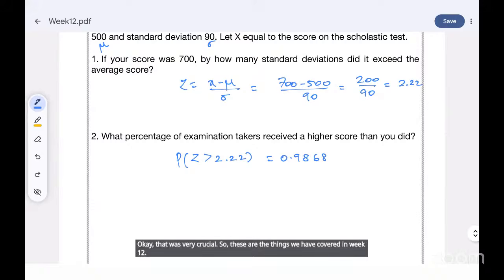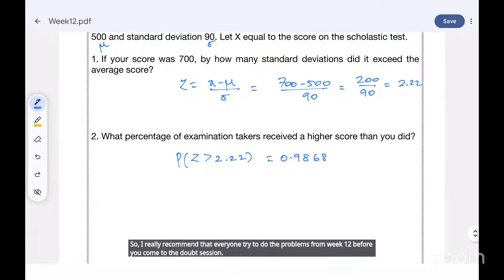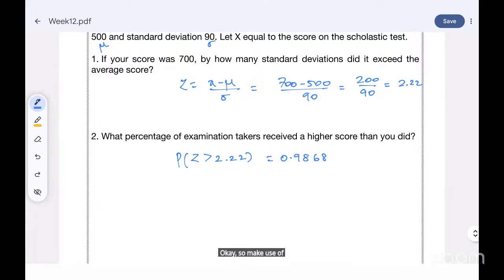So I really recommend that everyone try to do the problems from week 12 before you come to the doubt session. So make use of the doubt session. We will meet again on Tuesday. And the table values will be given, right? Yes, they will be given to you. No one expects you to memorize the table.